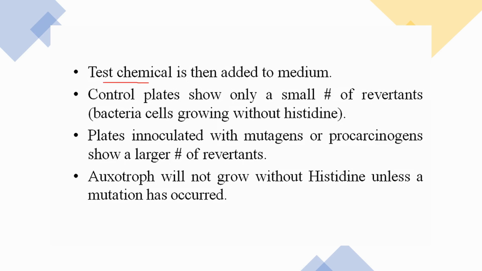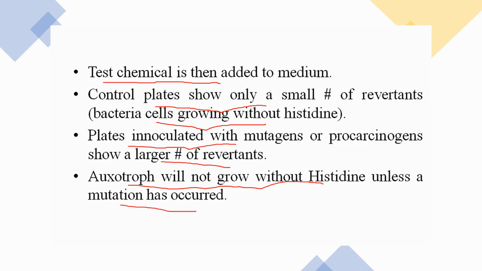So next, test chemical is added to the medium. The control plates will show less number of revertants because the bacterial cells will not grow without histidine. They are auxotrophs. And the plates inoculated with mutagens will show a large number of revertants. Why? Because auxotrophs will not grow without histidine unless a mutation has occurred which has converted them into prototrophs.